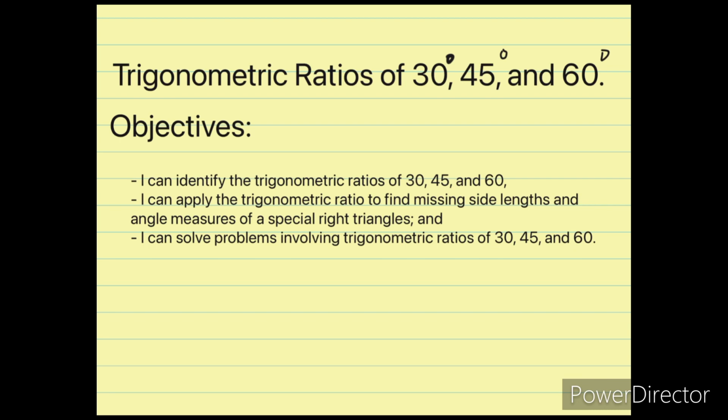First, I can identify the trigonometric ratios of 30 degree, 45 degree, and 60 degree. I can apply the trigonometric ratios to find the missing side lengths and angle measures of special right triangles. And I can solve problems involving trigonometric ratios of 30 degree, 45 degree, and 60 degree.